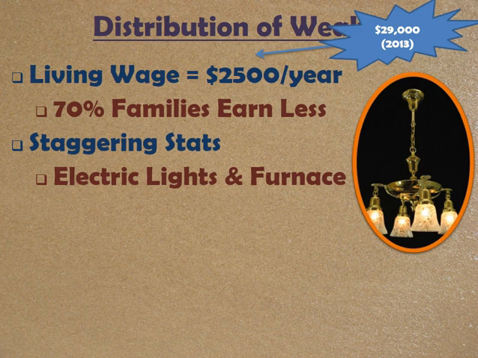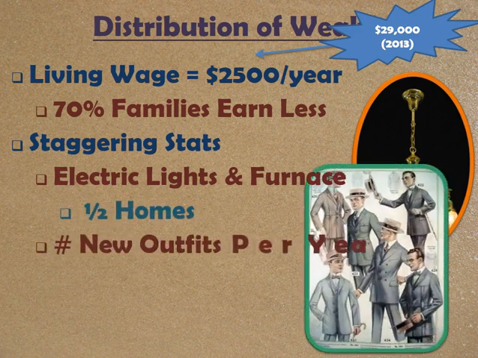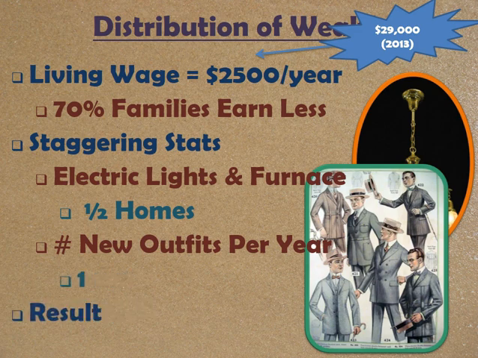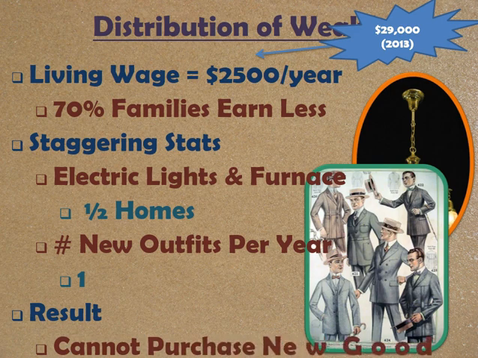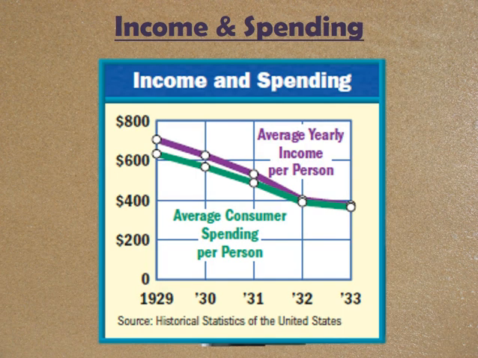Some other things, and you won't need to memorize all the details, but just to give you an idea of how poor 70% of Americans were, most people did not have lighting and furnaces in their homes. Only about half of the homes in America had lighting and furnaces. The average number of new outfits per year that a person would buy, yep, you guessed it, about 1 per year. And so the result is these people aren't buying stuff because they don't have money to buy stuff with. And if they can't buy stuff, that means that those industries are going to fail, and any industry connected to those industries is going to fail.